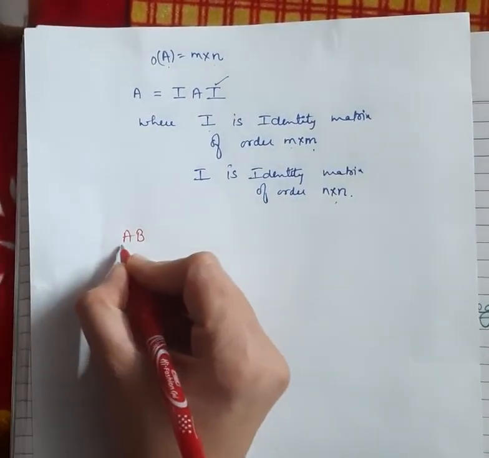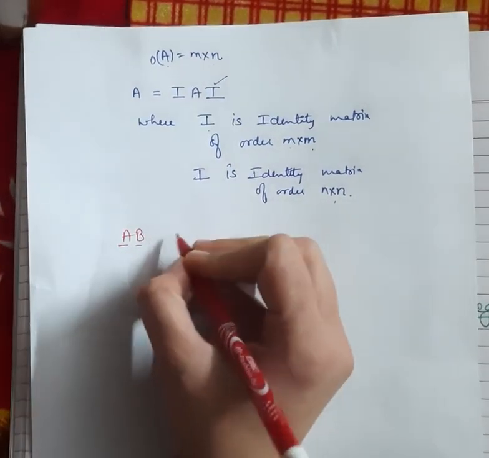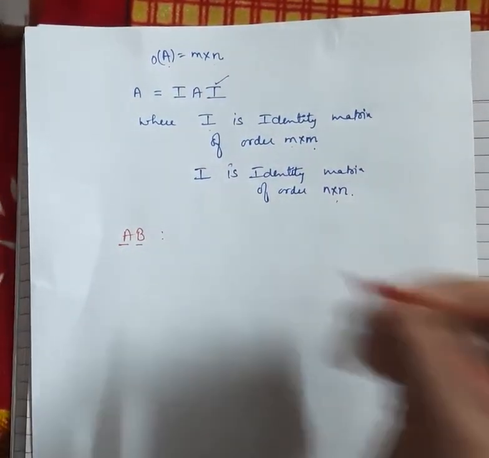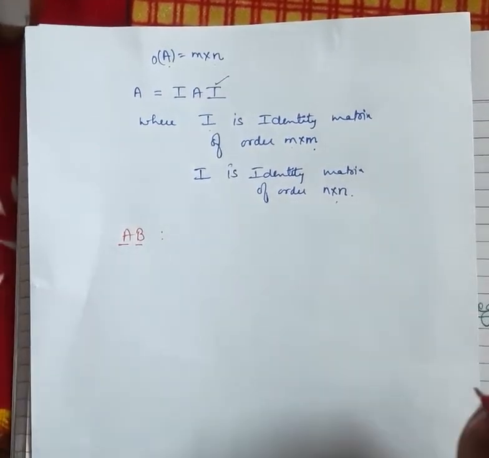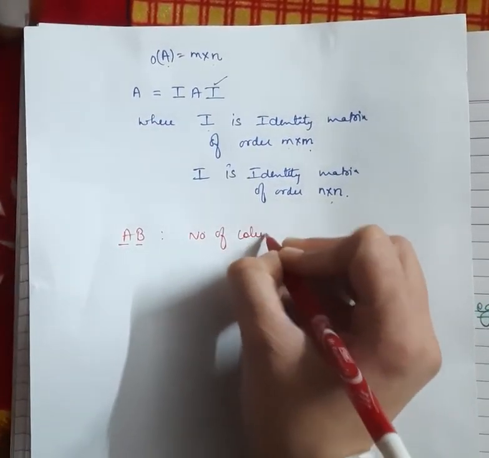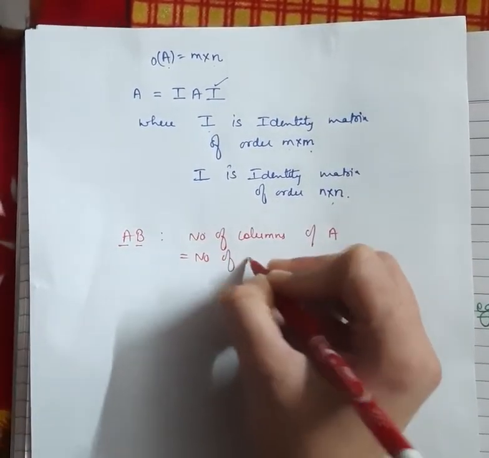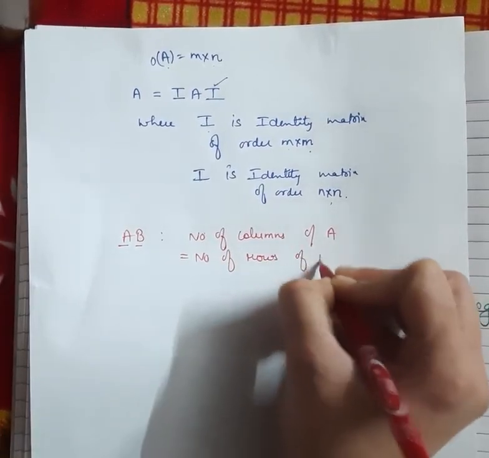If we have two matrices A and B and we want to multiply them, then we know there is a condition which must be satisfied so that this multiplication is defined, which says that number of columns of A should be same as number of rows of B.